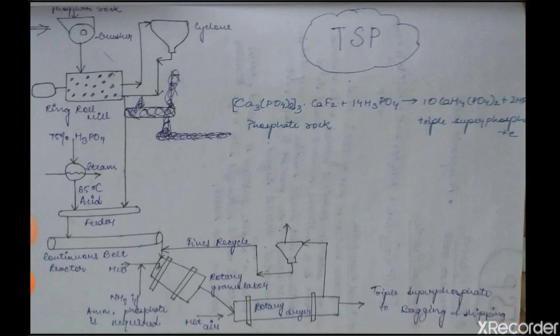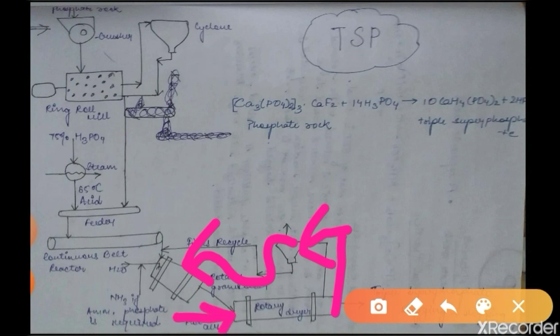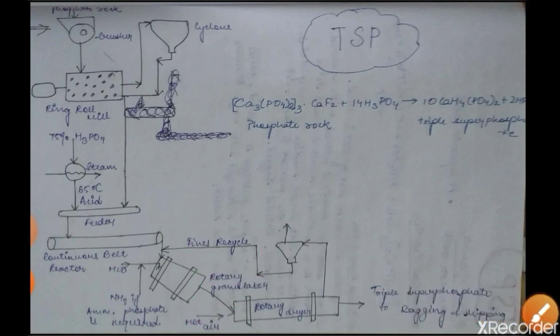And also from here, if the particles are not finely granulated, they are moved through a cyclone separator to the granulator again, so that they can be granulated in the most efficient manner, and then added to the dryer. So this was all about the manufacturing process of TSP, and it is very similar to that of SSP.